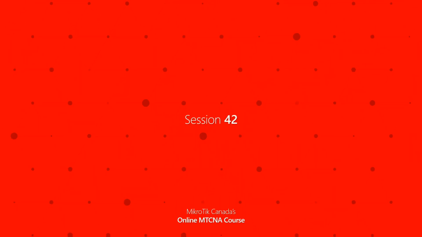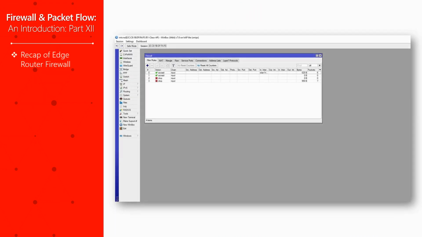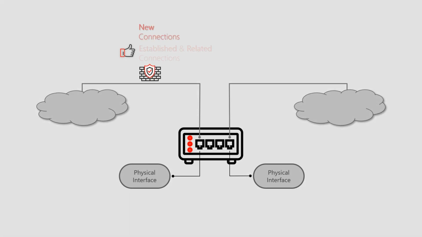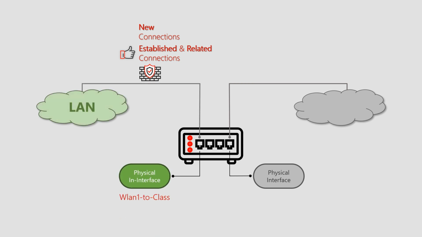This is episode 42 and in this session we will first review the firewall configurations for protecting the main router and then see what these settings look like when we want to protect client devices and the network beyond our edge router. Previously, we created two firewall filters to accept new, established, and related connections from a specific in interface to identify the local network of our device, and then use another pair of firewall filters to stop both invalid and all other types of traffic coming from the WAN.